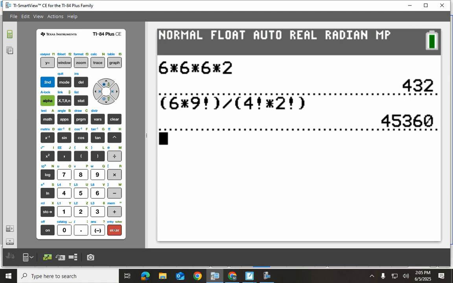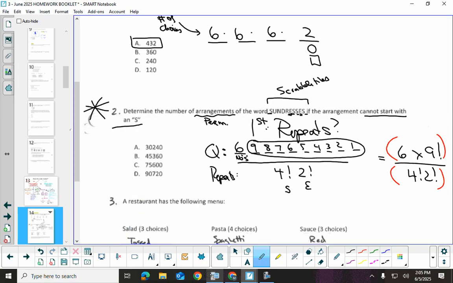Okay, this is a guaranteed question. It's going to be a permutation with a little bit of a restriction with repeats. I've seen one on every single diploma for the last 5 years. Okay.